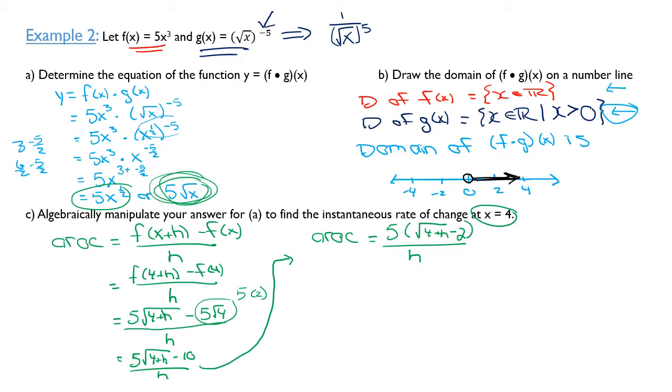So what I'm going to do here, and I could have done it on the previous step, but I'll start it here, I'm going to multiply by 1. What I'm going to do here is not necessarily stuff you would have thought of to do on your own, but I'm going to multiply by the square root of 4 plus h plus 2, over square root of 4 plus h plus 2. So let's see where that gets us here.